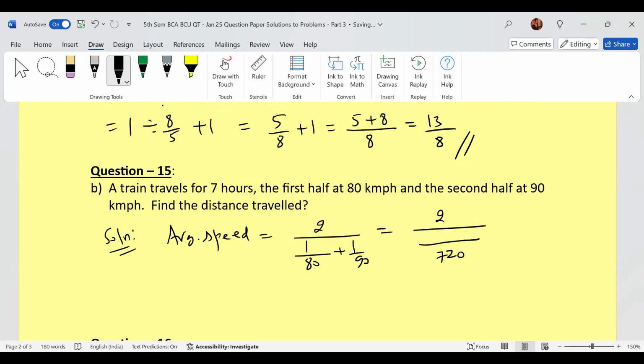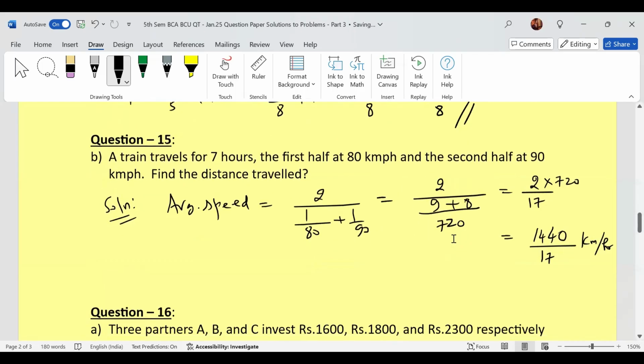So you get here 8 9s are 72, 9 8s are 72. You get 2 divided by 17 multiplied by 720. Let us see, is it divisible by 720? No. So if I multiply it, we will get 1440 divided by 17. This is the average speed, 1440 divided by 17 km per hour.